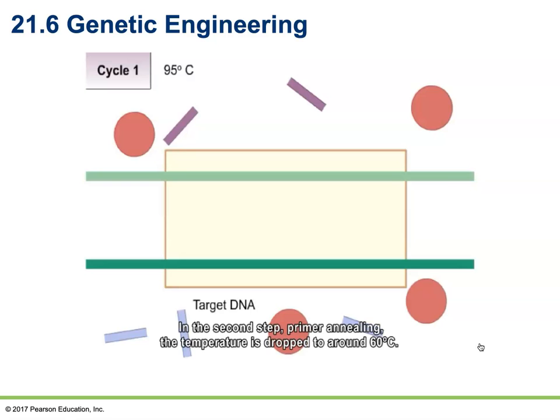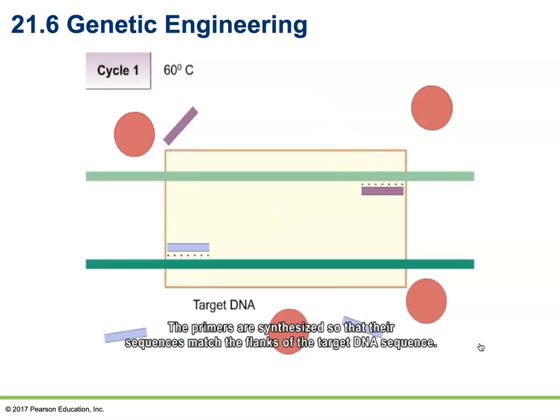In the second step, primer annealing, the temperature is dropped to around 60 degrees Celsius. The exact temperature depends on the length and base composition of the primers. The primers are synthesized so that their sequences match the flanks of the target DNA sequence.